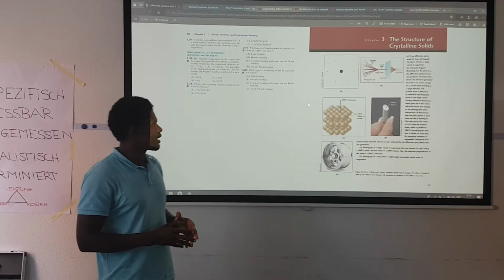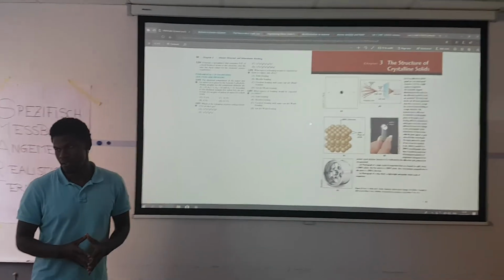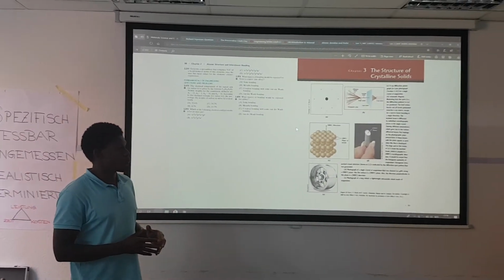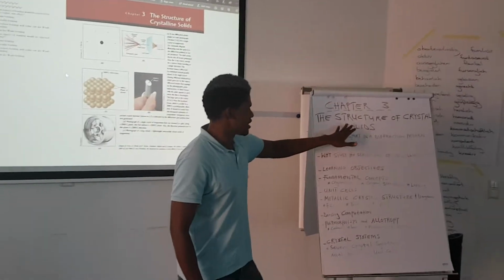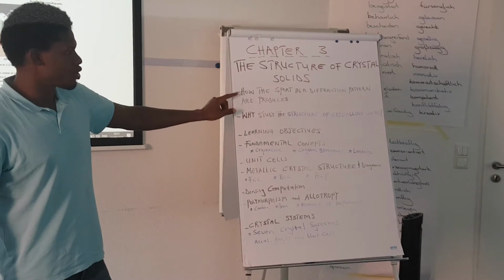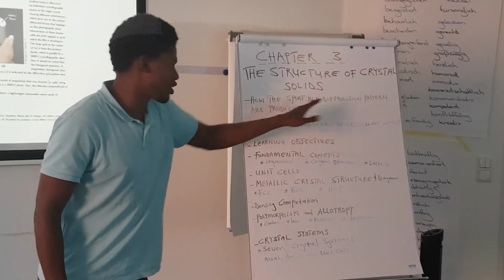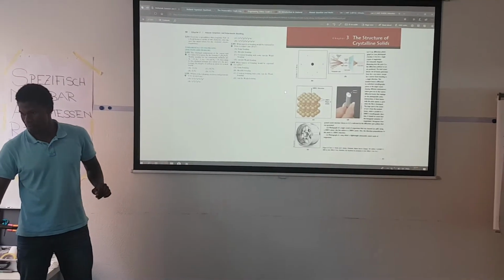Hello, welcome again. The last time we talked about the crystal structure of solid materials, and we talked about chapter 3. In chapter 3 we're going to see the structure of crystalline solids. I make mention of this, and then we talked about how the spots in the diffraction pattern are produced. If you remember, we talked about that. I'm going to show you what I mean by that.